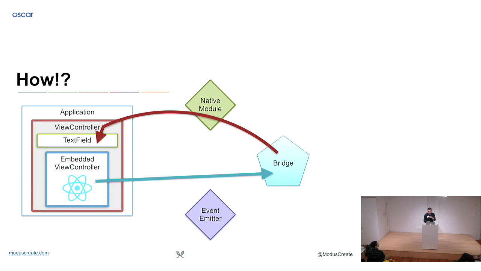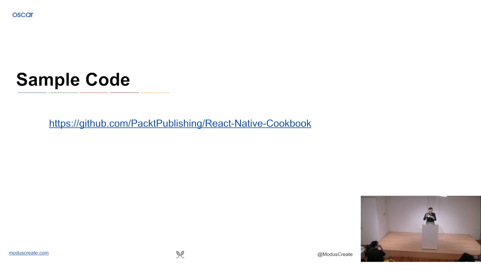I'm not going to show you the source code because it's not going to be very easy to see, but if you just go on GitHub, you could just search for the React Native Cookbook source code. It's all public. It's all there. All these examples are all there, so feel free to look at it there.